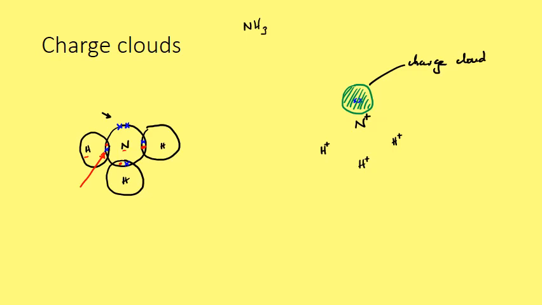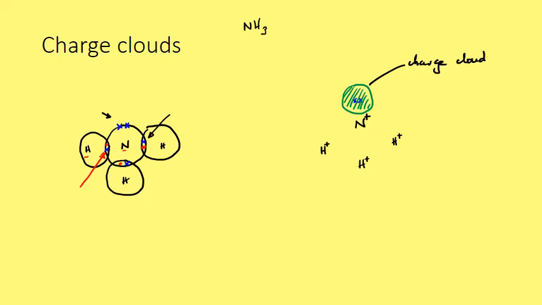So a charge cloud is an area of probability where the electrons are most likely to be found. And this particular charge cloud of a lone pair is a spherical shape that we've drawn as a circle on our sheet of the screen. Now let's secondly do this pair of electrons here.